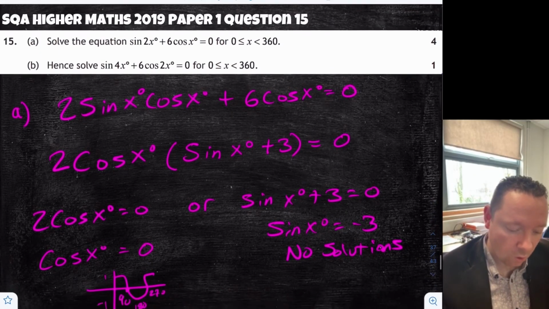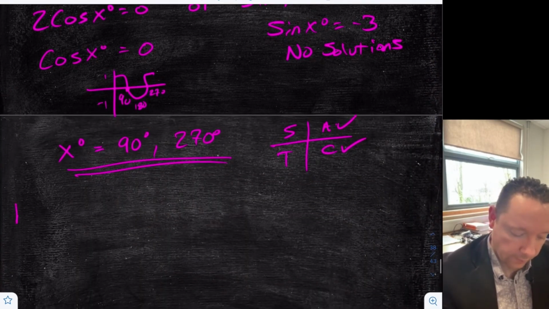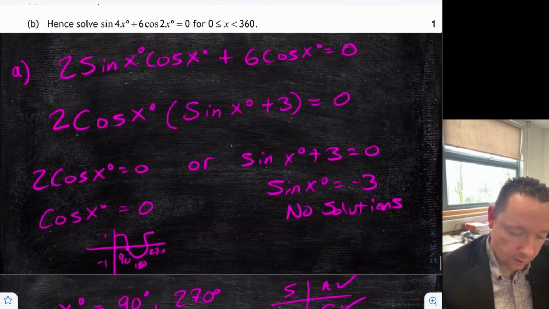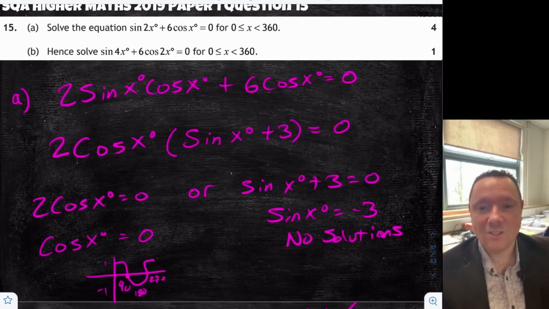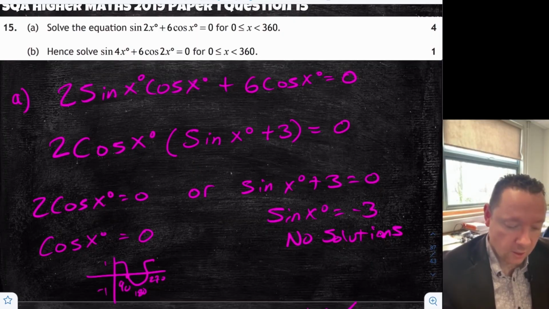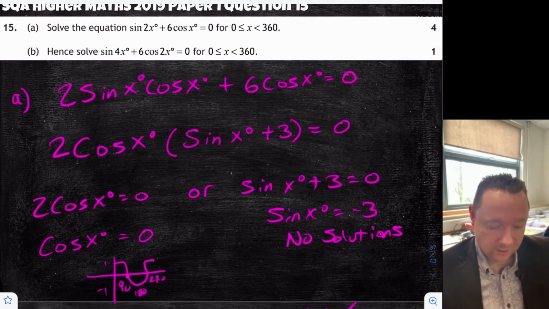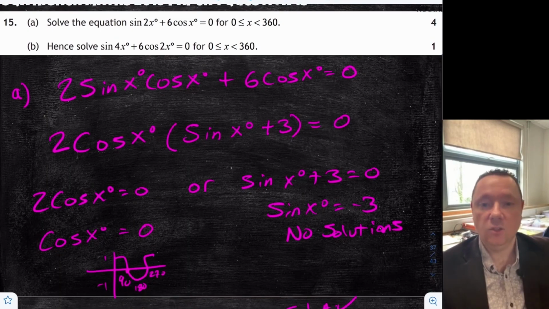Part B says, hence solve sine 4x plus 6 cos 2x equals 0. So part A was sine 2x plus 6 cos x. So the numbers in front haven't changed, so it's not a multiple. However, the angles have just doubled, so the frequency's just doubled. So that means that our answers to part A was when x equals 90 and 270. So now it's just 2x equals 90 and 270. There's no real extra work to do.